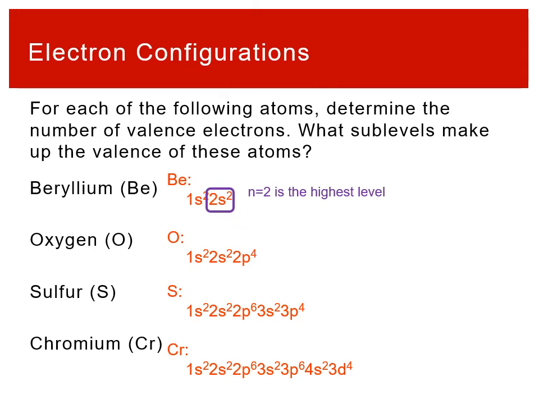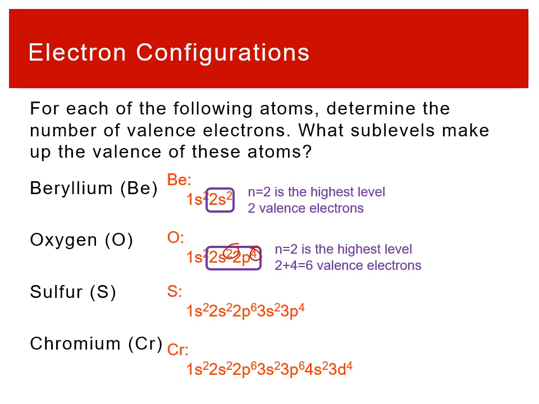Well, in n equals 2, we only have the 2s subshell. We can see that we only have the one subshell. However many electrons are in there, 2, there are 2 valence electrons. And so 2s is the subshell that makes up the valence. For oxygen, again, n equals 2 is the highest level. But this time there are two subshells there. I have 2s and 2p that are both in there. So I need to add those two exponents together, the 2 and the 4, to give me 6 total valence electrons.